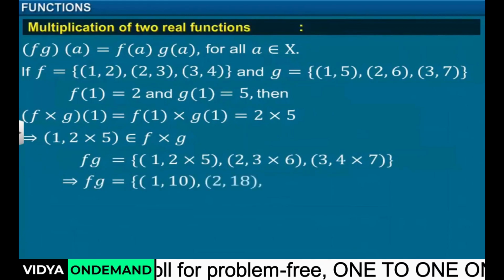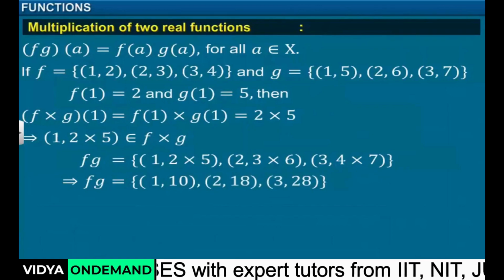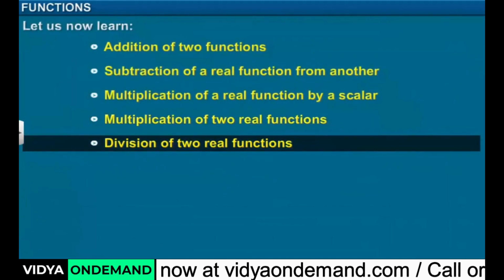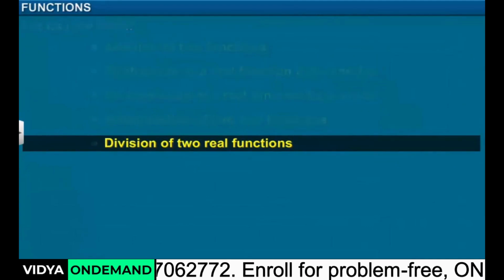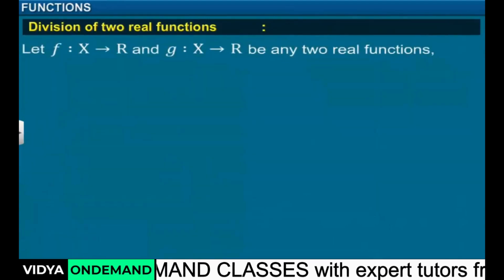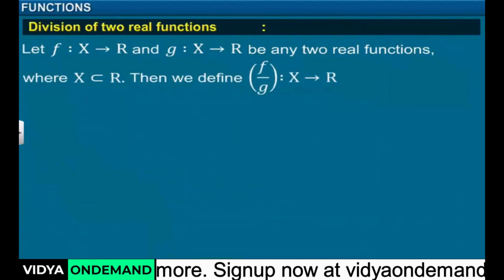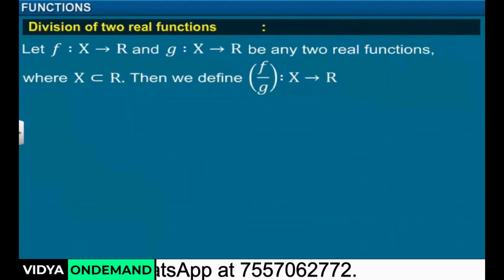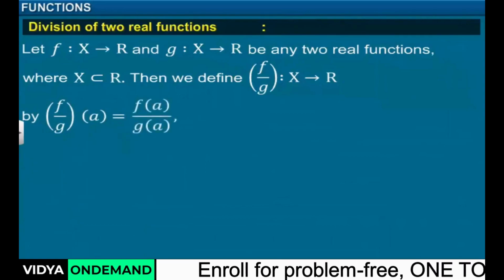Let us now learn how to find the quotient of two real functions. Let f and g be any two real functions from X to R, where X is a subset of R. Then we define f divided by g from X to R by (f divided by g) of a is equal to f of a divided by g of a, provided g of a is not equal to 0 for all a belonging to X.